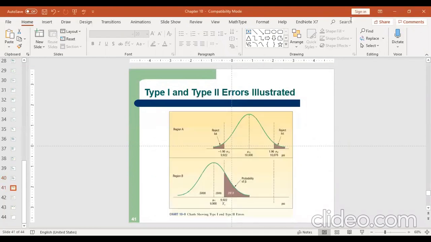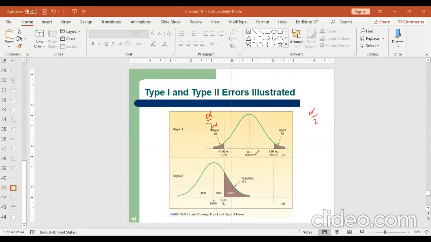So here is the illustration. We are saying alpha is divided by 2 on the two cut points, each side alpha divided by 2. So on the negative side, we have the smaller cut point. On the positive side, we have the greater cut point than the population mean. So the population mean was 10,000, which is stated at the middle of this diagram, and 9,922 is on the negative side because it's lesser than 10,000.